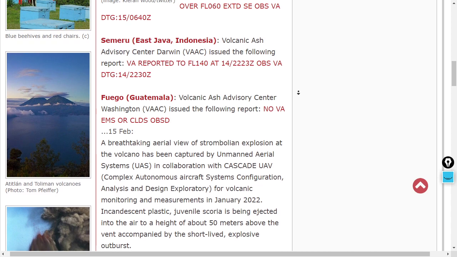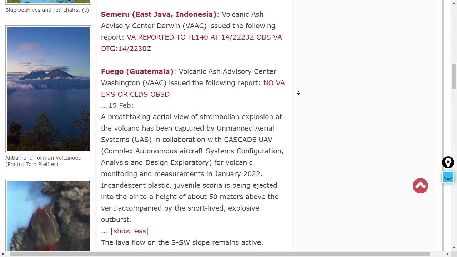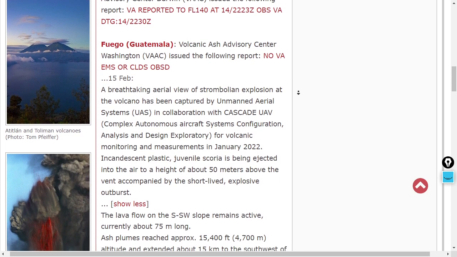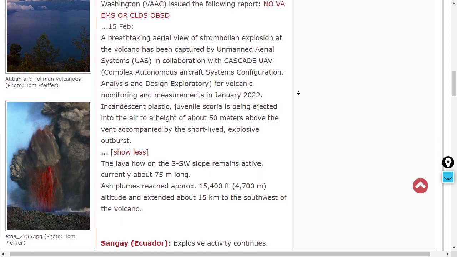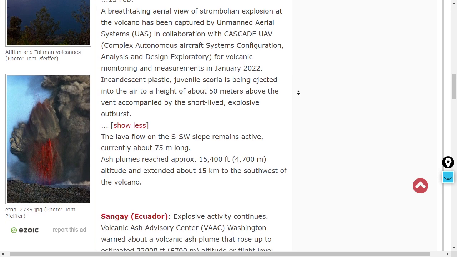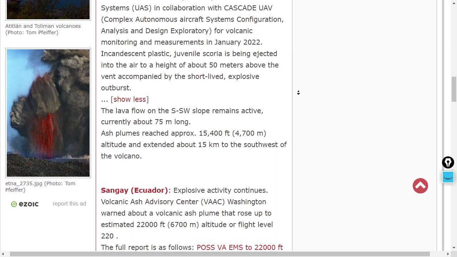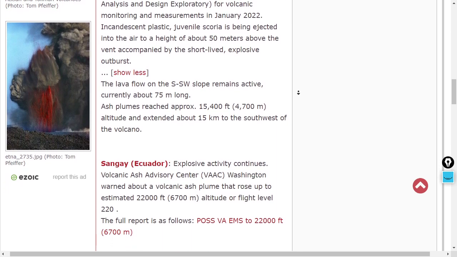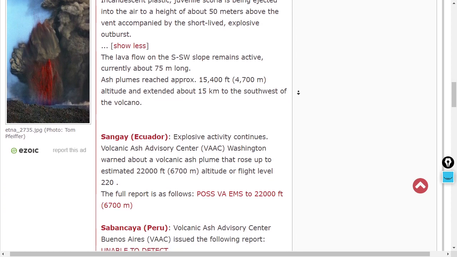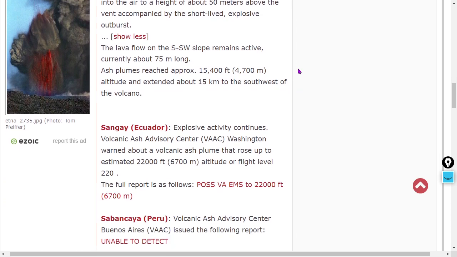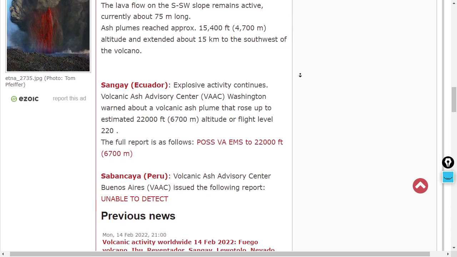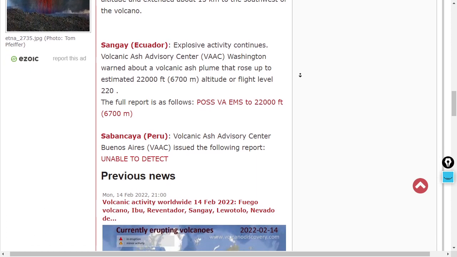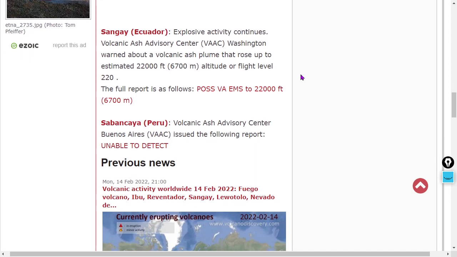Fuego, right up here, a breathtaking aerial view of a Strombolian explosion was captured by unmanned aerial systems in collaboration with Cascade UAV. It's produced about a 15,500 foot ash plume and a lava flow. Also, Sangay, located in Ecuador, is exploding. Flight level 220, a 22,000 foot ash plume from Sangay.